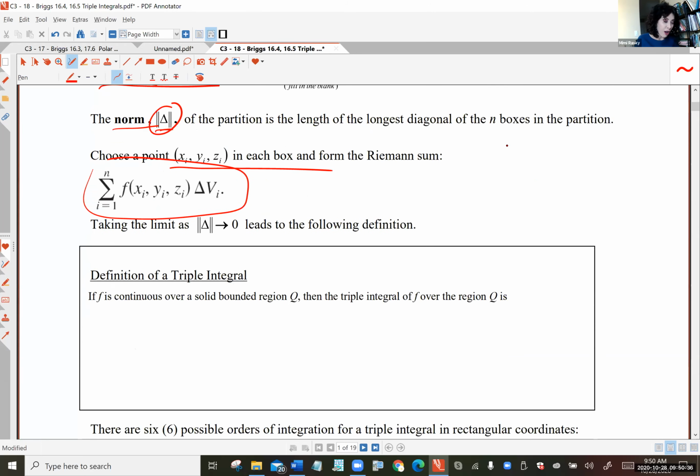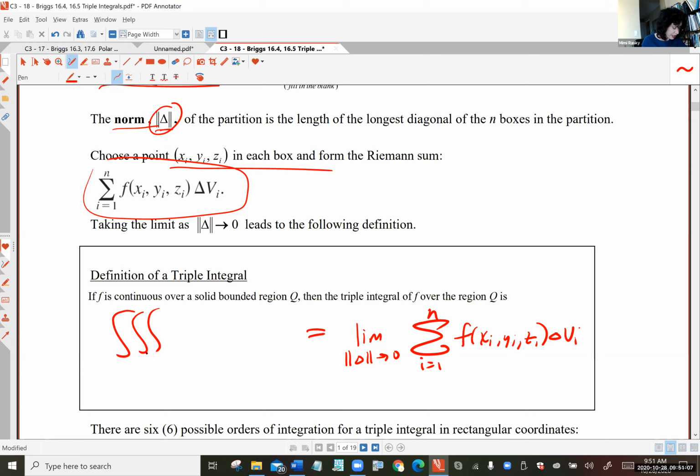And then what do you get? You get a triple integral. Okay, fine, and what does that look like? Well, it's an integral with 3 symbols instead of 2, so how bad could it be? You take the limit as the norm of your partition goes to 0 of your Riemann sum, which has f of x sub i, y sub i, z sub i in it, and a delta v sub i, and this turns into a triple integral.